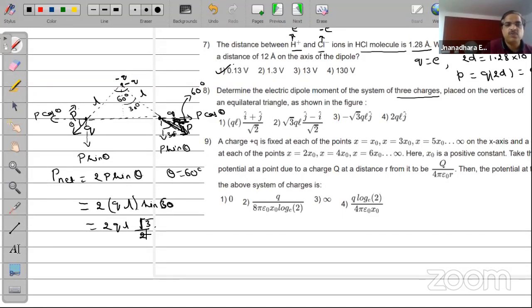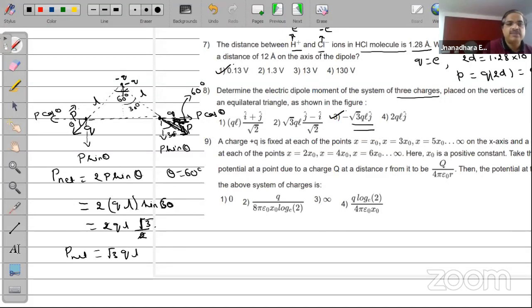If it is 60, then it is root 3 by 2. 2 will cancel off, so it should be root 3 into QL. So the answer to the net dipole moment should be equal to root 3 QL. Which one will give you that root 3 QL is this, and therefore the answer should be the third one.